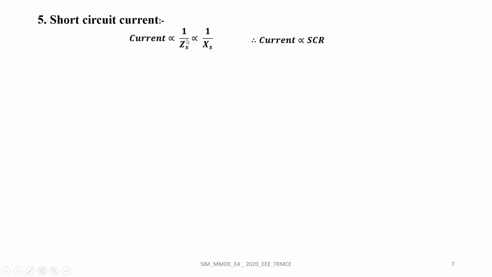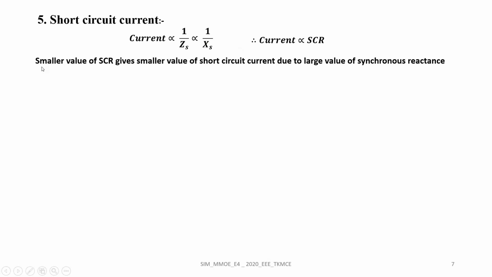Coming to the fifth point, that is short circuit current. Current is inversely proportional to synchronous impedance. That is, current is inversely proportional to synchronous reactance. That means current is directly proportional to short circuit ratio. That means smaller value of SCR gives smaller value of short circuit current due to large value of synchronous reactance. If SCR is less, synchronous impedance will be more, synchronous reactance will be more, therefore current is less.